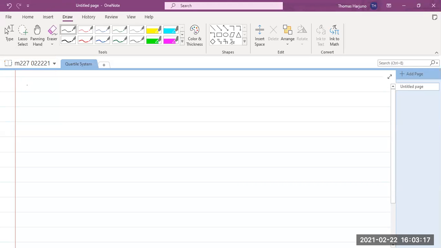Quartile system. Basically, we break the data up, breaks the data up to 4 parts.